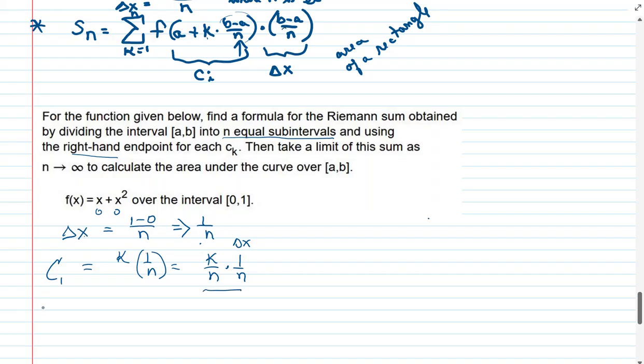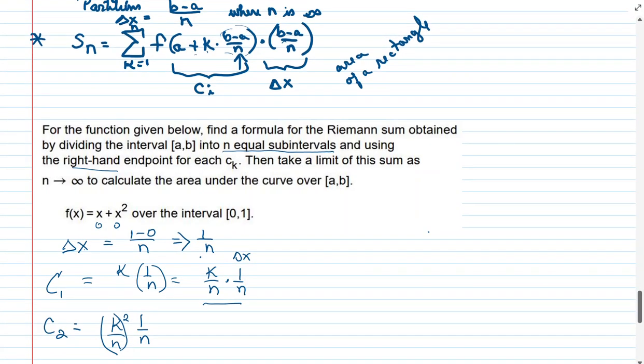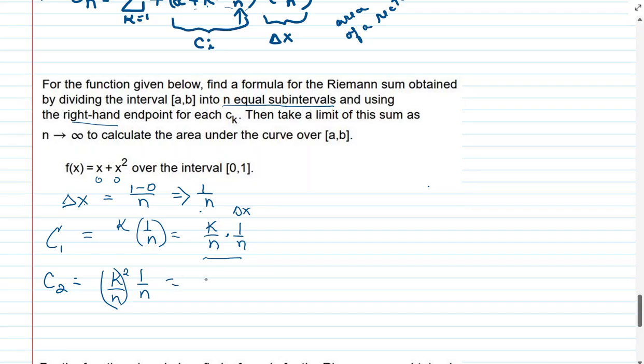And then our C of 2 is going to be the K squared, right? And our K is K over N squared times the 1 over N. Because this is this part right here, you take the K and multiply by that and then square it. And that's going to give us K squared over N squared times 1 over N. And that's right. Okay, so there I have it. So I have the two pieces.